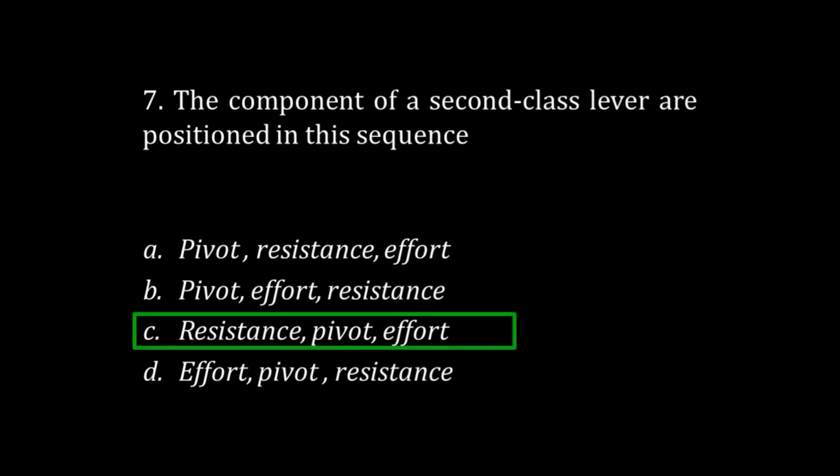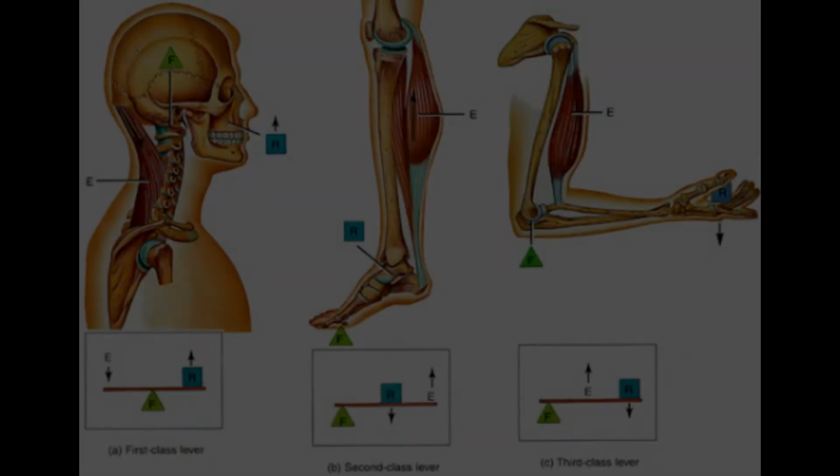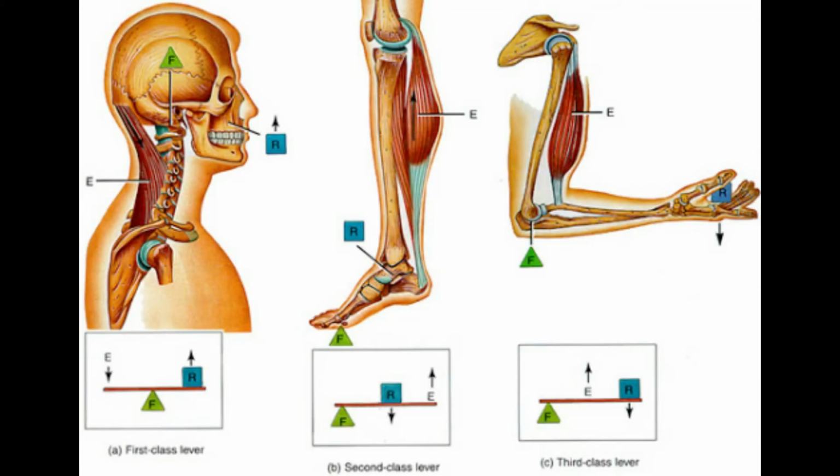Resistance pivot effort. There are three types of levers in biomechanics: first class, second class, and third class. The difference between the three classes depends on where the force is, where the fulcrum is, and where the load is. In a first-class lever, the fulcrum is located between the input force and output force. In a second-class lever, the output force is between the fulcrum and the input force. In a third-class lever, the input force is between the fulcrum and the output force.